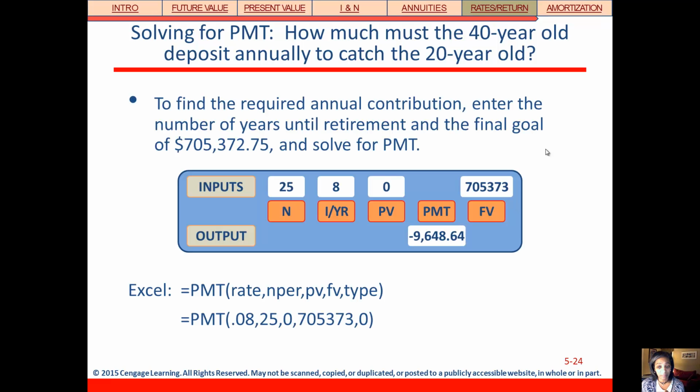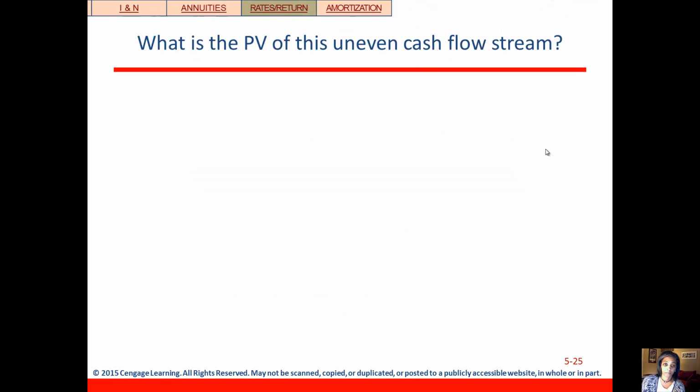Let's solve for the payment. Given that our N is 25 years, interest rate stays the same, present value is still 0, but we want to have the same future value. Now our payment has gone from $1,825 a year to more than $9,600 a year.